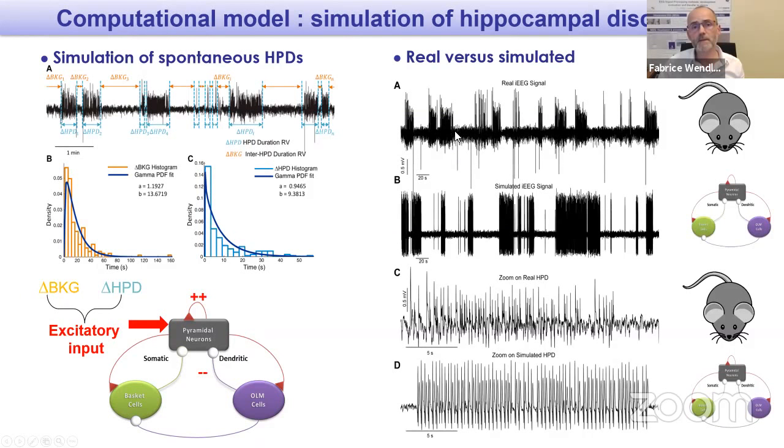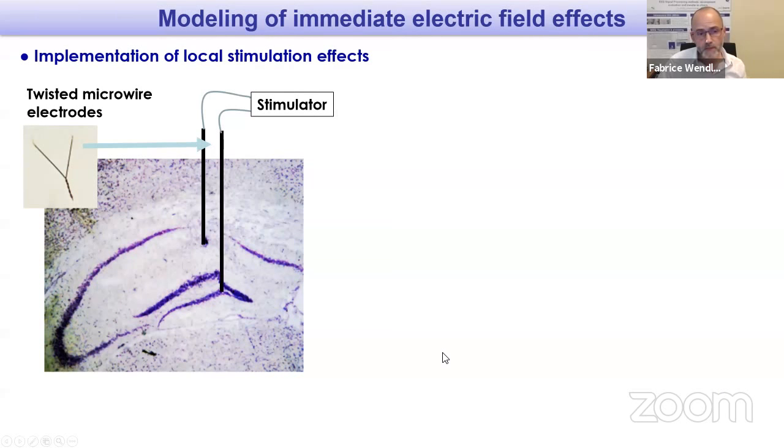This is a real EEG signal recorded in the mouse, and this is what we simulate with the model. So in fact, the model reproduces not only the shape of the HPDs, but also their duration and the interval between them. And this was obtained by changing the input to the pyramidal neurons in the model. We also implemented the local stimulation effects.